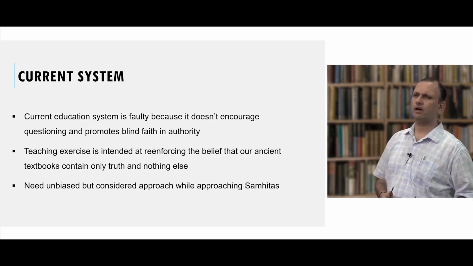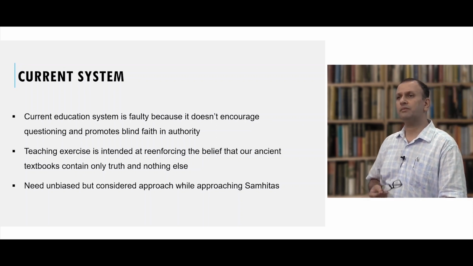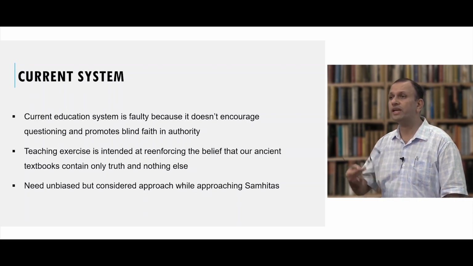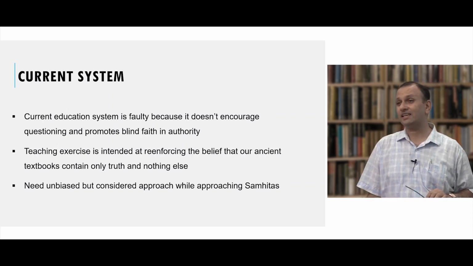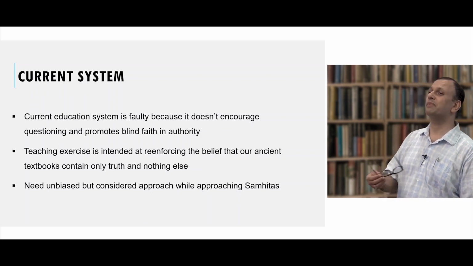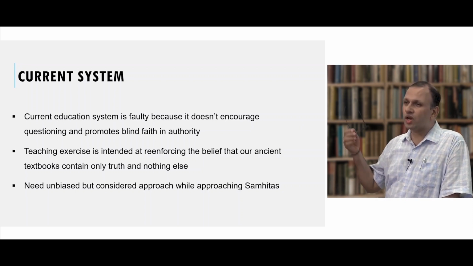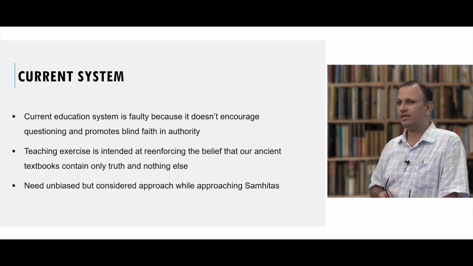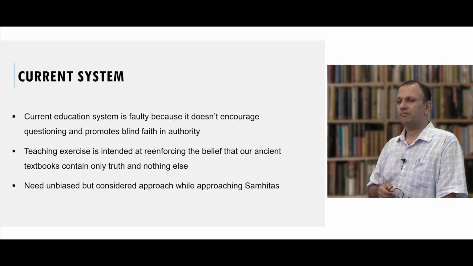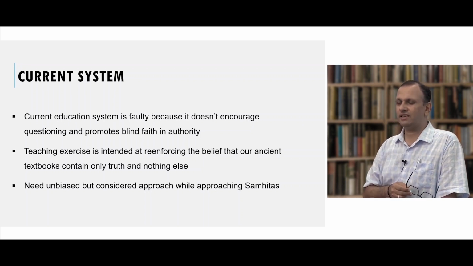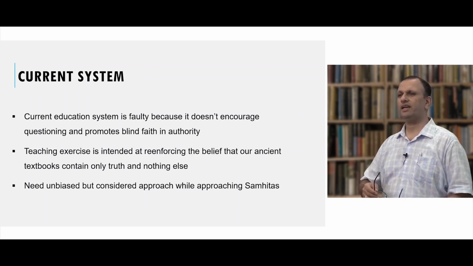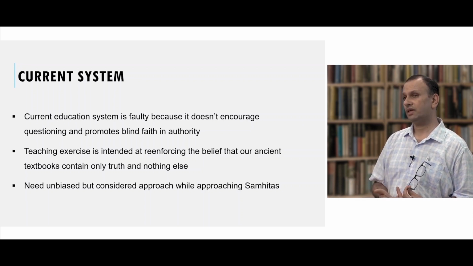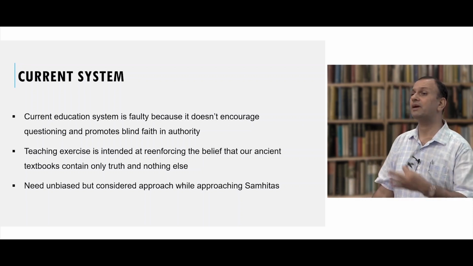So this is the last part of my talk. The current education system is faulty because it doesn't encourage questioning and promotes blind faith in authority. Teaching is intended at reinforcing the belief that our ancient textbooks contain only truth and nothing else. This is not how teaching should take place. Good teaching should always examine and critically evaluate the contents that are being taught. Instead of justifying everything, we need to ask critical, challenging questions, right? And we need an unbiased, but at the same time considered approach.